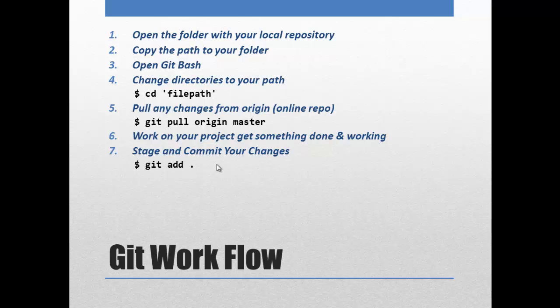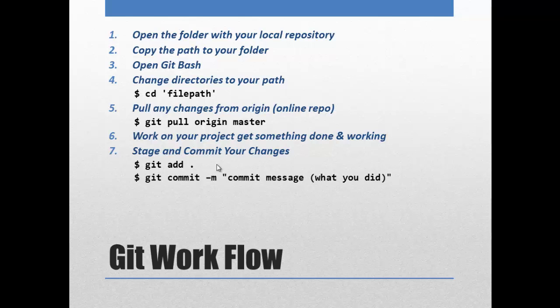So it begins with staging. The main command is git add dot. Now, if it's just a single file that you've changed, you could do it by the file name. However, git add dot means add everything, and I like to do it that way. So that's my standard way of just staging all of my changes.